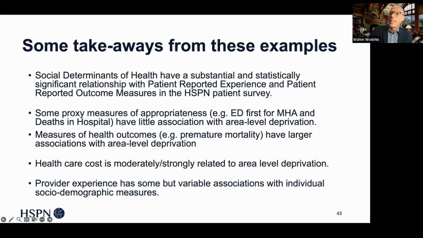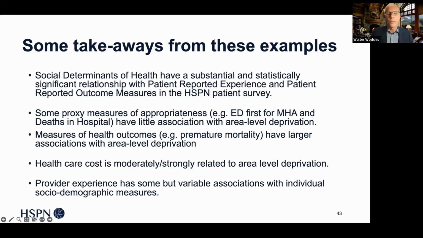Some of our key takeaways here are that social determinants of health are substantial and they are statistically related to patient-reported experience and outcomes in that survey. So we need to be cognizant of this. And so today our starting point is measurement, and we're just saying that's what our measurement is telling us. Some of the proxy measures that we have, like maybe ED first, have less association. Some of them do, but not all of them.